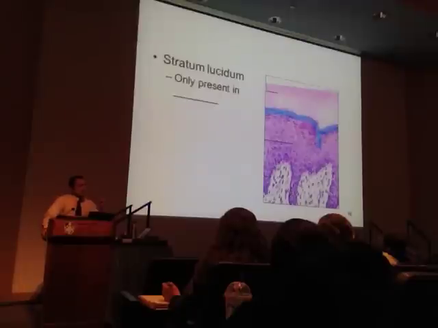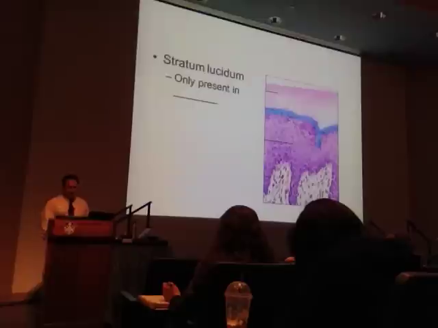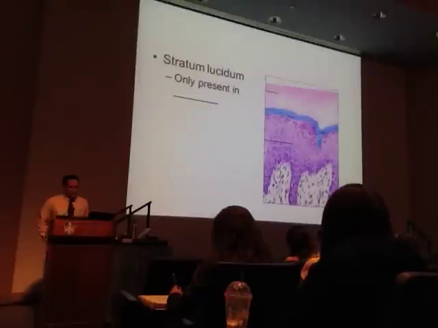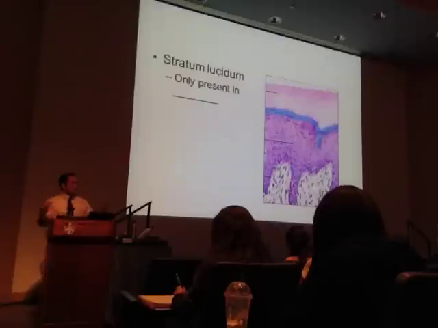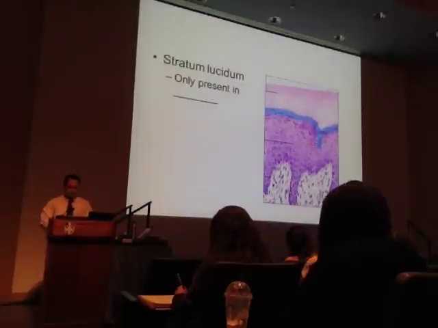The other reason that it's staining very, very light is because it doesn't have organelles and it has a protein in it, a precursor protein known as eleidin. E-L-E-I-D-I-N. Eleidin is another protein that helps to give strength and waterproofing characteristics to the skin. Only present in thick skin.